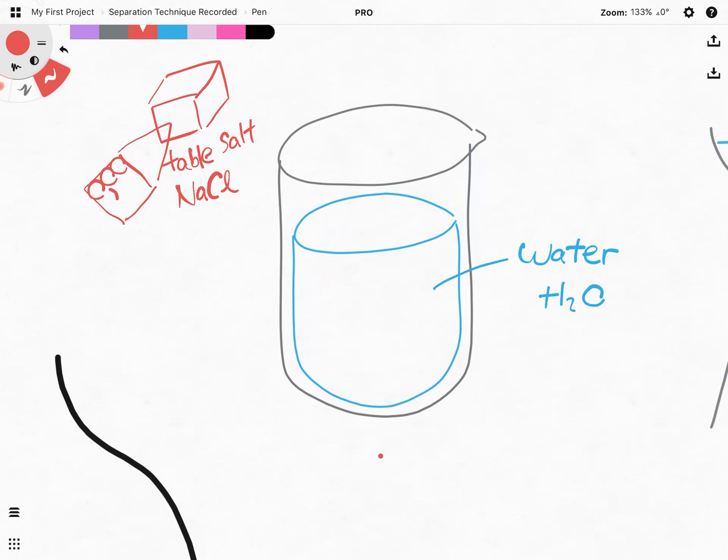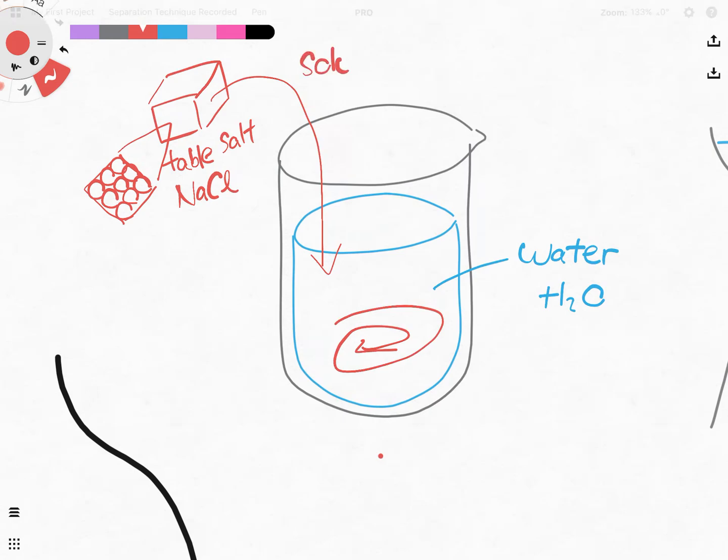Table salt is a crystal. It is a solid. If I were to zoom in and have a look at the particles, you find that the particles are very neatly arranged in an orderly fashion, very closely packed. And this particular crystal of table salt is able to dissolve. If I were to dunk it into water and give it a good stir, you find after a while the solid crystal no longer exists. If something is able to dissolve in another liquid, we refer to this thing as a solute.